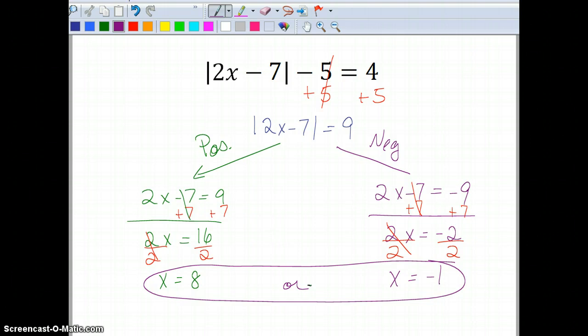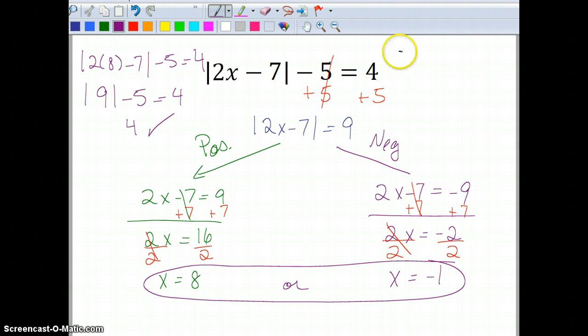And as always, I can always go back and check. I could say, okay, I have 2 times 8 minus 7 minus 5 is equal to 4. 2 times 8 is 16. 16 minus 7, that gives me 9. So I have the absolute value of 9 minus 5 is equal to 4. So that does give me 4. So this one does check out.